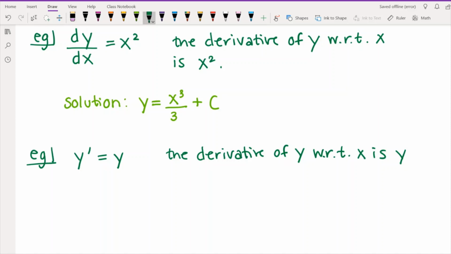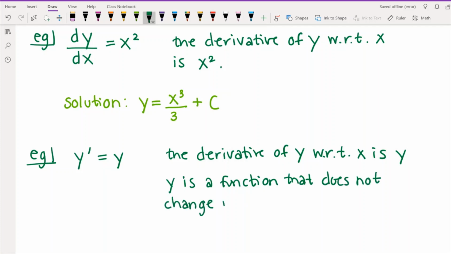So what does that mean? What does it mean to say the derivative of y is y? That basically means that we're looking at a function where when you take the derivative, it's the same function as what you started with, right? So another way of saying this would be y is a function that does not change when you take its derivative.